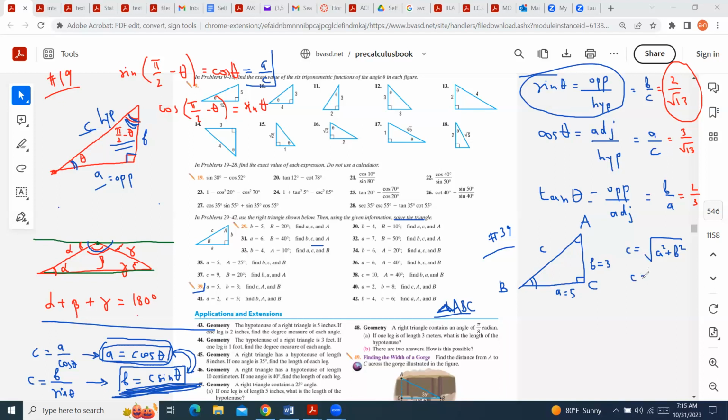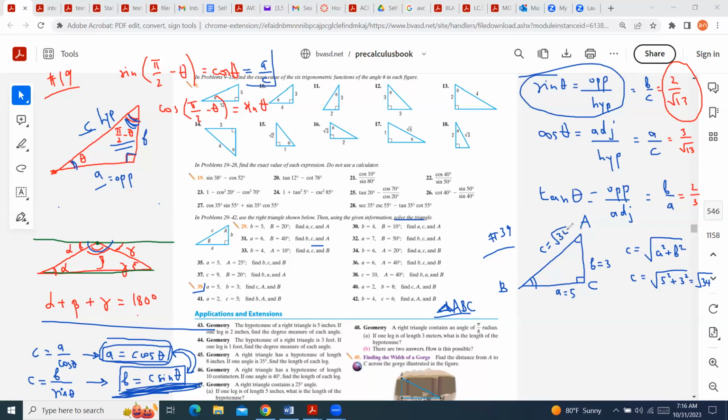So hypotenuse, I found right away. That's a square root from 5 squared plus 3 squared. So there'll be some number, which is 25 and 9. So this is a square root from 34. Okay, I can put it here for convenience.